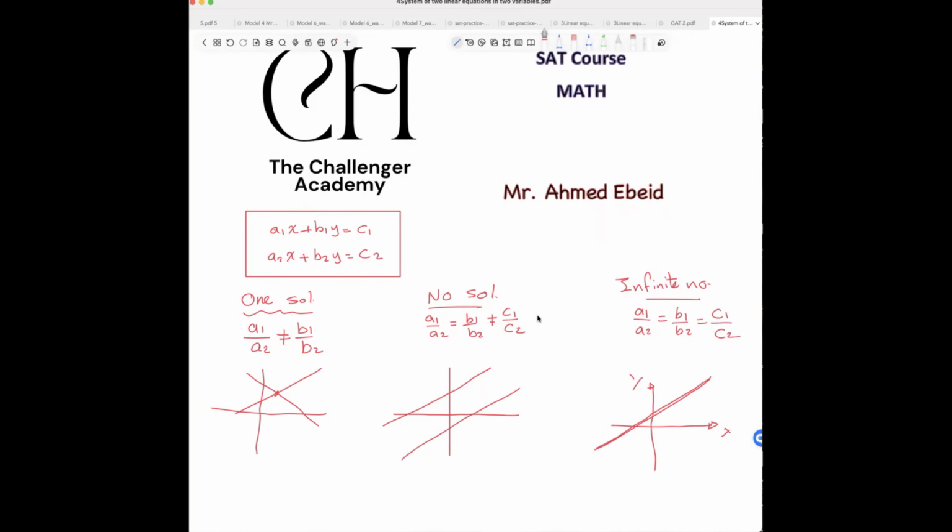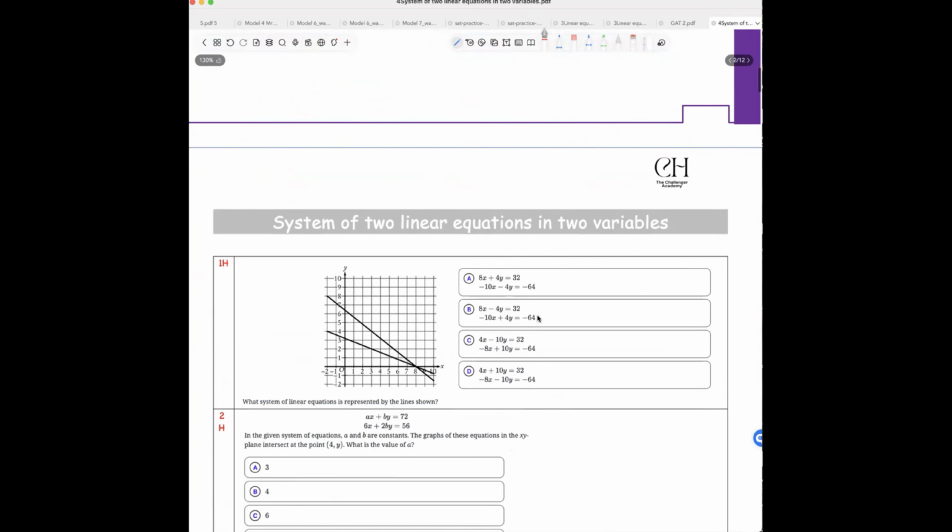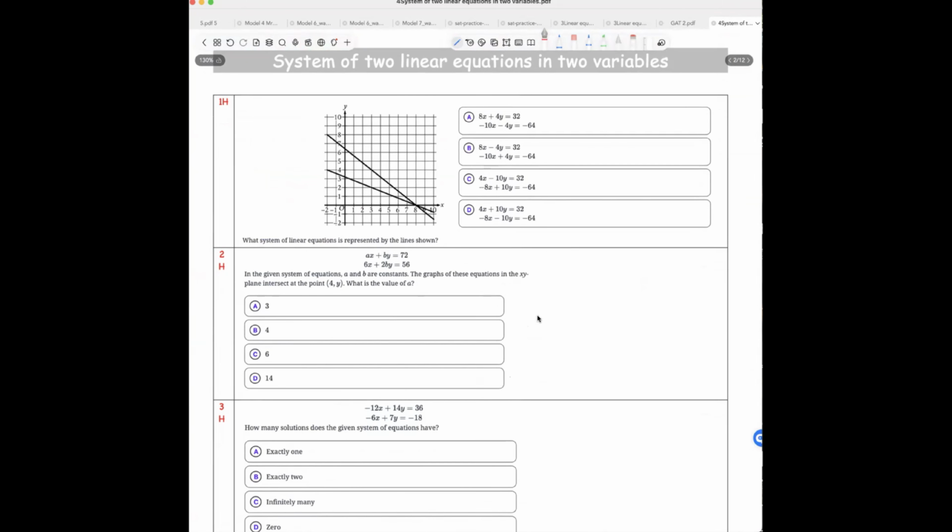Let's start to answer some questions about the system of equations. For the first question, we have a hard question. What system of linear equations is represented by the lines shown? We have two lines that intersect at one point, which is 8 and 0. It's better to plug in 8 and 0 in each equation, and it should satisfy the equations.